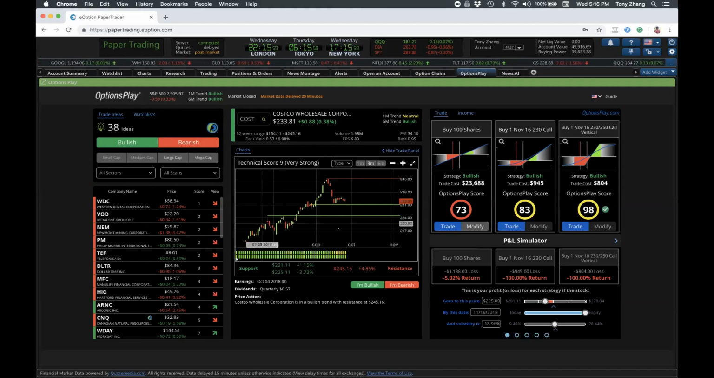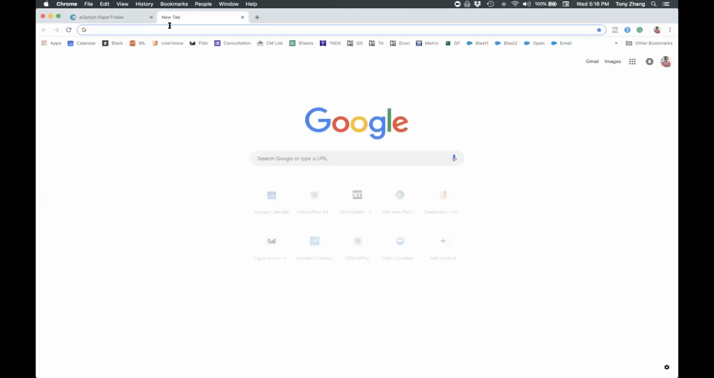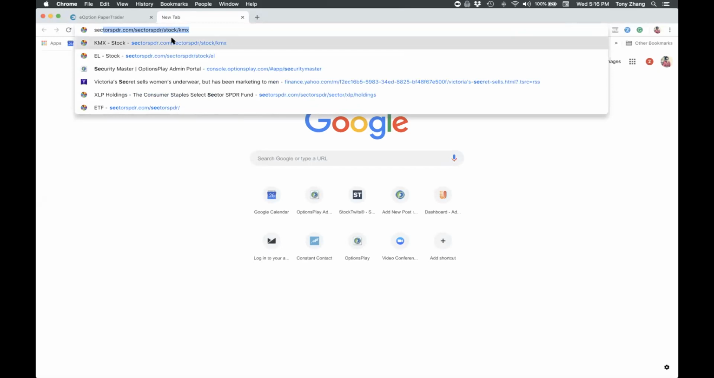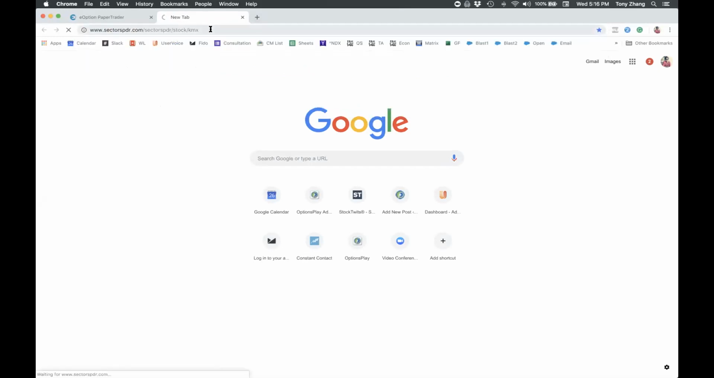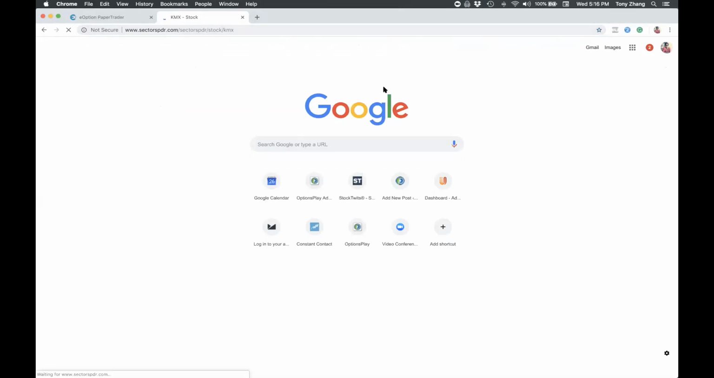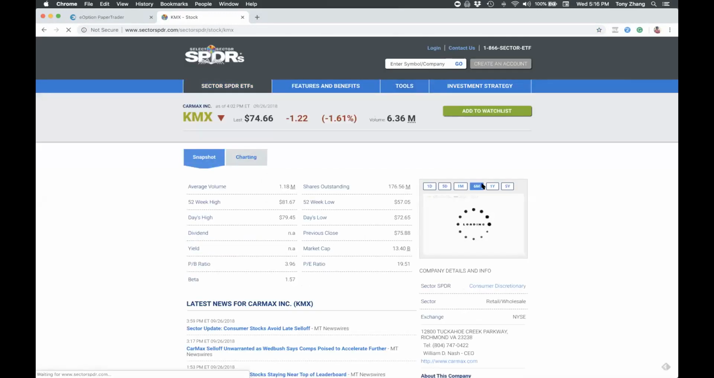How do you determine the sector for a stock? Some appear obvious, others are not. I use a website, just the Sector SPDRs. You can type in any symbol into the Sector SPDRs, and it will tell you what the sector is. So I use this particular website, in my opinion, to figure out which sector a stock is in. And these are the guys that construct the sector ETFs, so these are the best guys to go to, in my opinion.